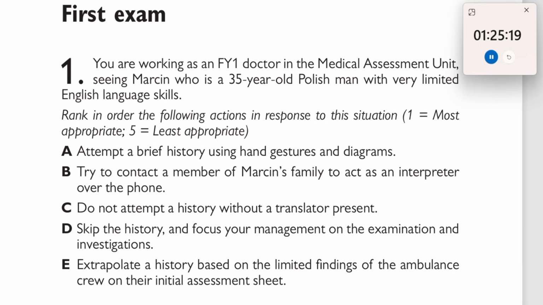You are working as an FY1 doctor in the medical assessment unit, seeing Macron, who is a 35-year-old Polish man with very limited English skills. Arrange the order. Attempt a brief history using hand gestures and diagram. Try to contact a member of Macron's family to act as an interpreter over the phone. Do not attempt a history without a translator present. Skip the history and focus on the management, examination and investigation. Extrapolate the history based on limited findings of the ambulance crew on the initial assessment sheet. So mark your answers.